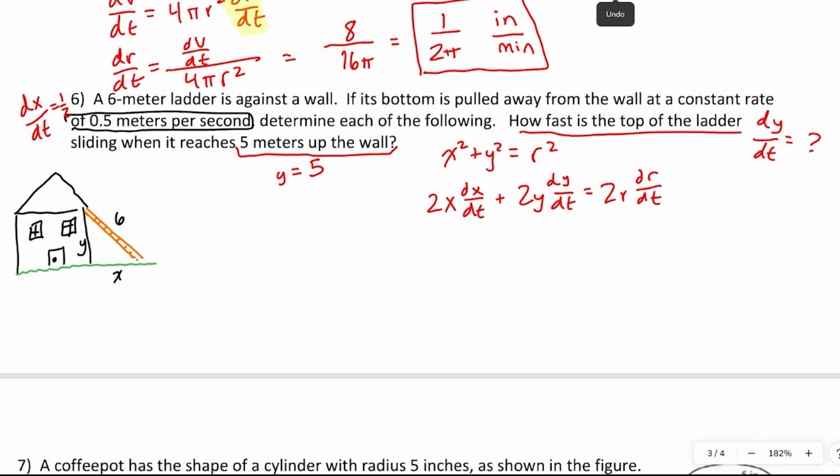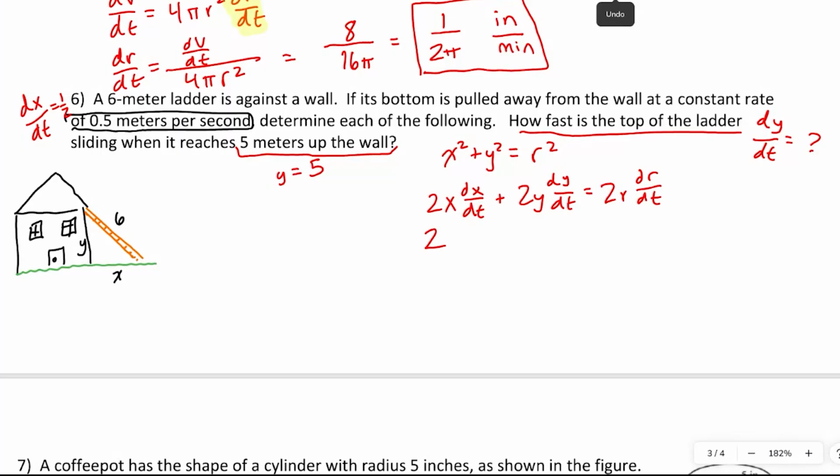All right, so do we know how far at this moment, when the y distance is 5, how far away the bottom is from the wall? Oh, so you don't know. Well, I know how to find it. Okay, yeah, even better. How do you find it? You just use Pythagorean theorem, right?